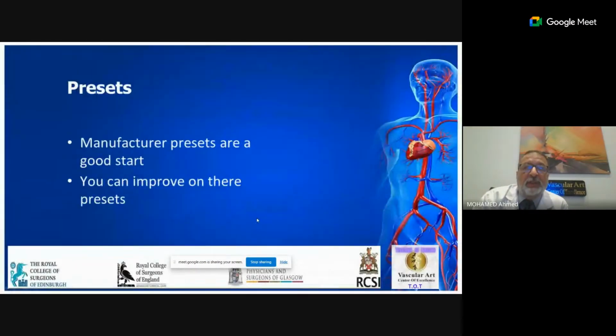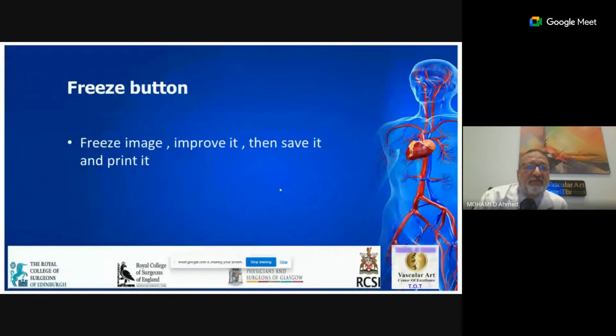We are using Logiq P8, which is a very nice machine. There is always a button called preset. Preset is an easy button that will give you, if you want to do arterial, preset arterial, or venous, preset venous. And this is what we're going to do today, which will be the venous.